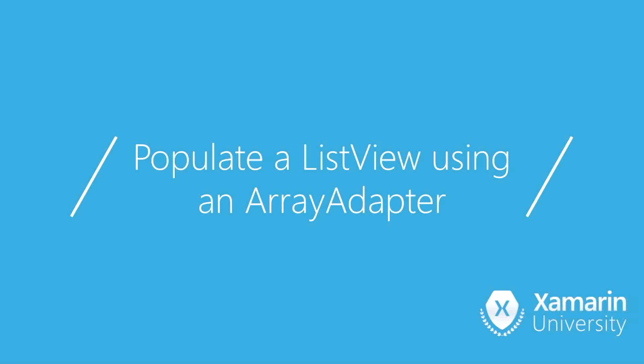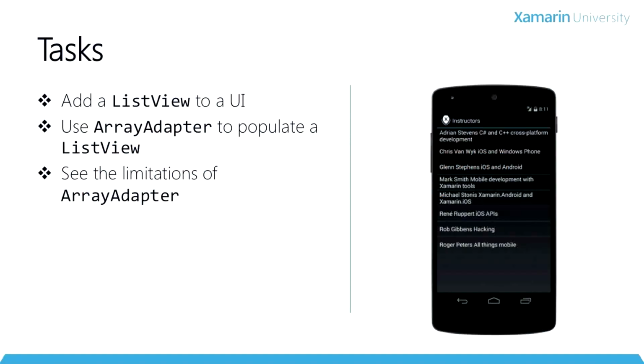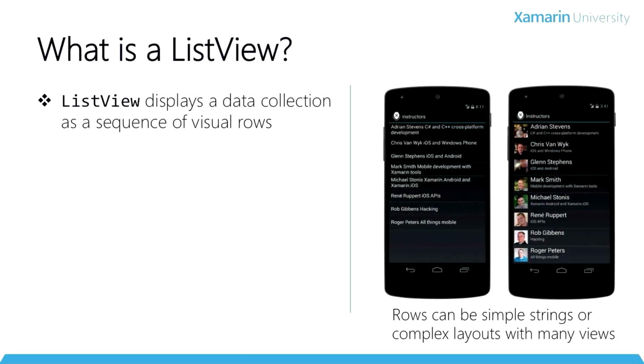An array adapter will let you get your data into a list view with an absolute minimum of coding. The task that we're going to perform is to build a complete application that displays a list, and we'll be using an array adapter to populate that list view. So the UI for the rows is going to be very simple, and our array adapter is a convenient mechanism to do this. But its simplicity means that it's often best for prototyping or for cases where your data is just a collection of strings. What we're going to do is add a list view to an activity, use an array adapter to populate that list view, and then we'll talk about some of the limitations of the array adapter. Let's start off with what a list view actually is.